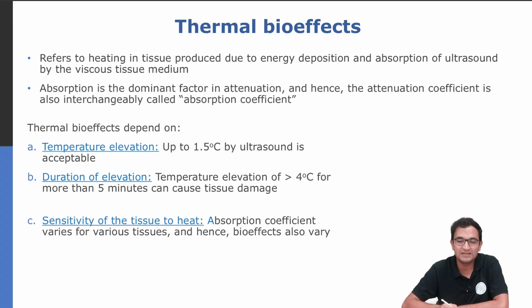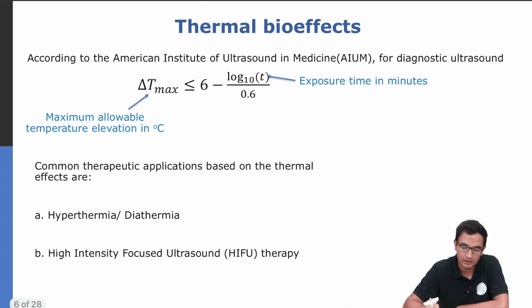Another point is the sensitivity of the tissue to heat, right? The absorption coefficient of different tissues varies. You may have a higher absorption coefficient in the region of interest, for example, if you have bone, you will have a higher absorption coefficient, and that will lead to higher temperature elevation, right? But certain tissues may have lower absorption. So, apart from the exposure, the absorption is also of interest.